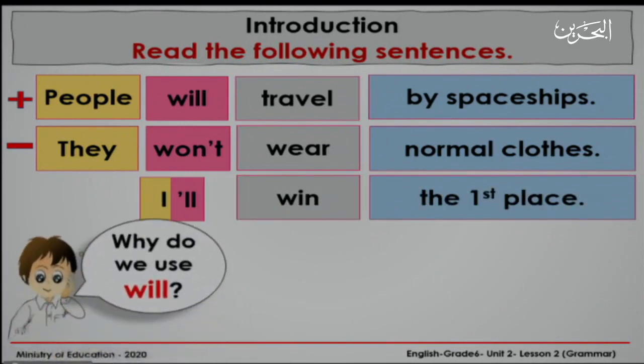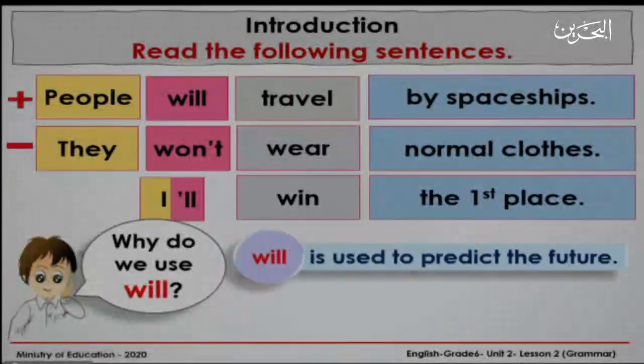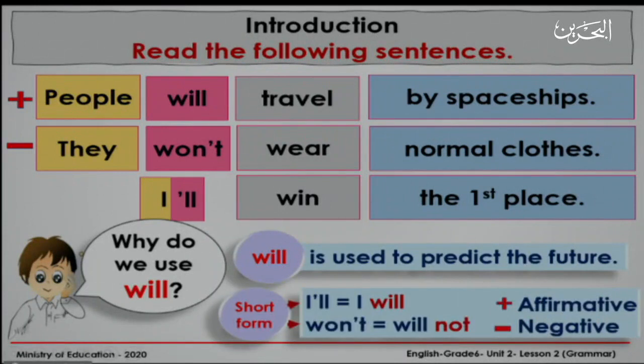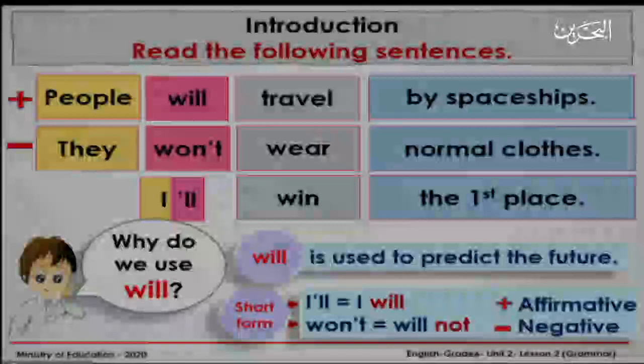Why do we use will? We use will to predict the future. Here is the short form of will. For the affirmative sentences, I will becomes I'll, and for the negative, will not is won't.